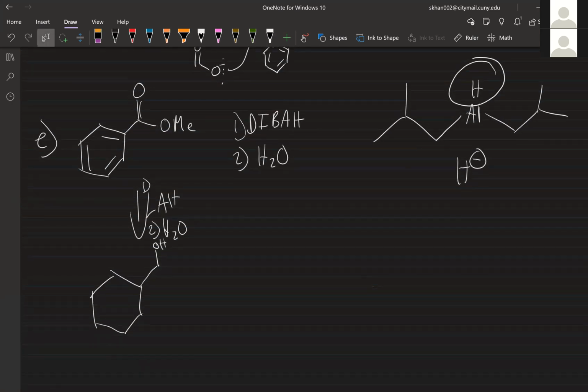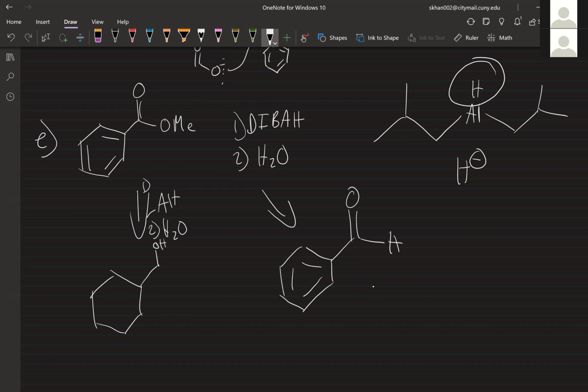But now if you use DIBAL, which is much more sterically hindered, like I drew over there, it can only add in basically one H. Once you add in the H minus and kick off the OMe, it's going to stop there. That means you still have a carbonyl, but only an aldehyde. So it's a selective reducing agent. I'm pretty sure it's only used on esters, maybe amides too, not sure. So here it would just be H, and then this would be your ring. That would be your final product. Whenever you see DIBAL, just think of H minus but once.